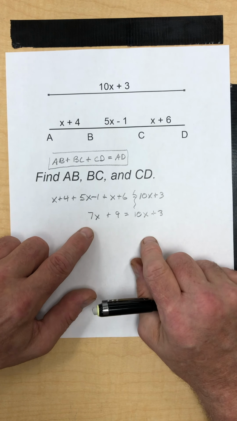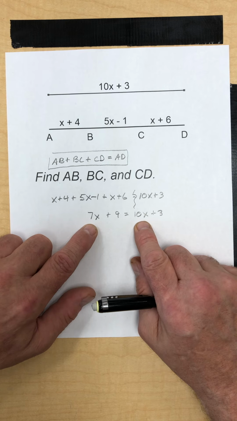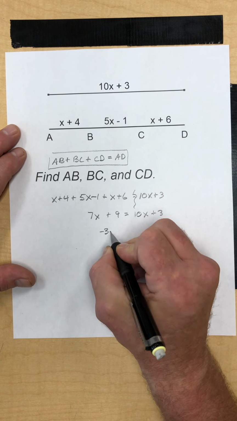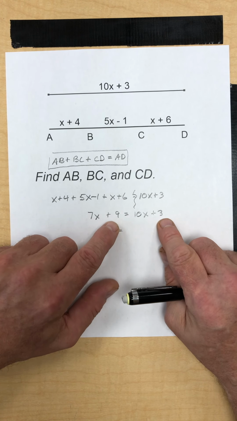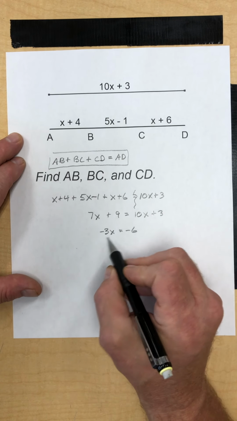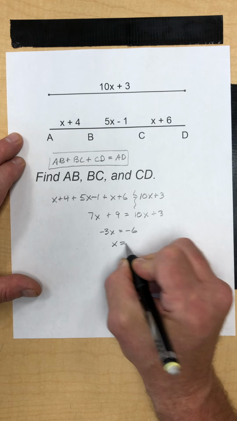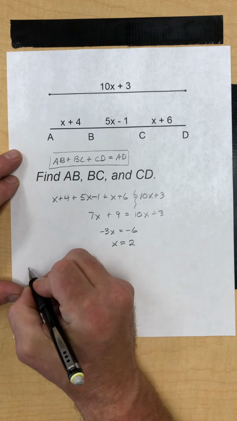Okay, so let's subtract 10x from both sides, so that goes away. So 7x minus 10x is negative 3x. That means I have to subtract 9 from both sides, so 3 minus 9 is negative 6. And then I divide both sides by negative 3, so I get x equals 2. And let's see what happens here. Let's see if it all works out.